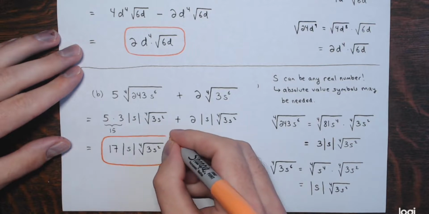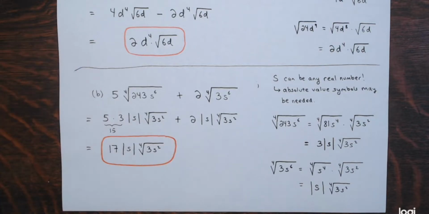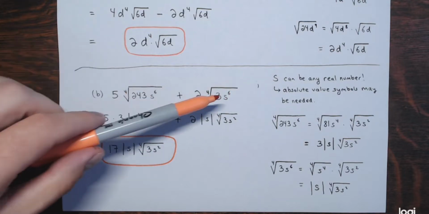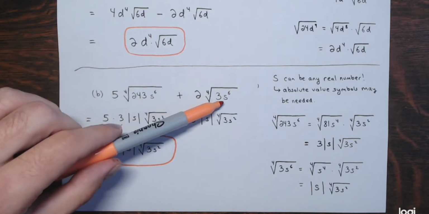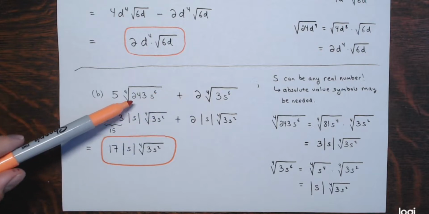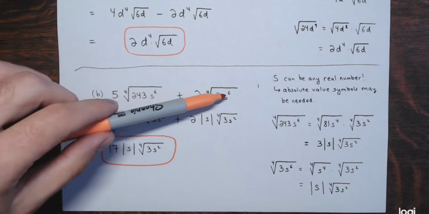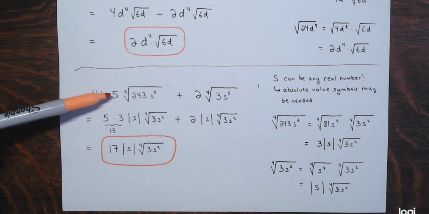All right, and once again, you want to test it out. Replace s with any number you want, right? It can be any real number this time, because the radicands will never be negative, because you have s to the 6th power, right? Even power. And see if the value of the original expression is the value of the expression at the end.